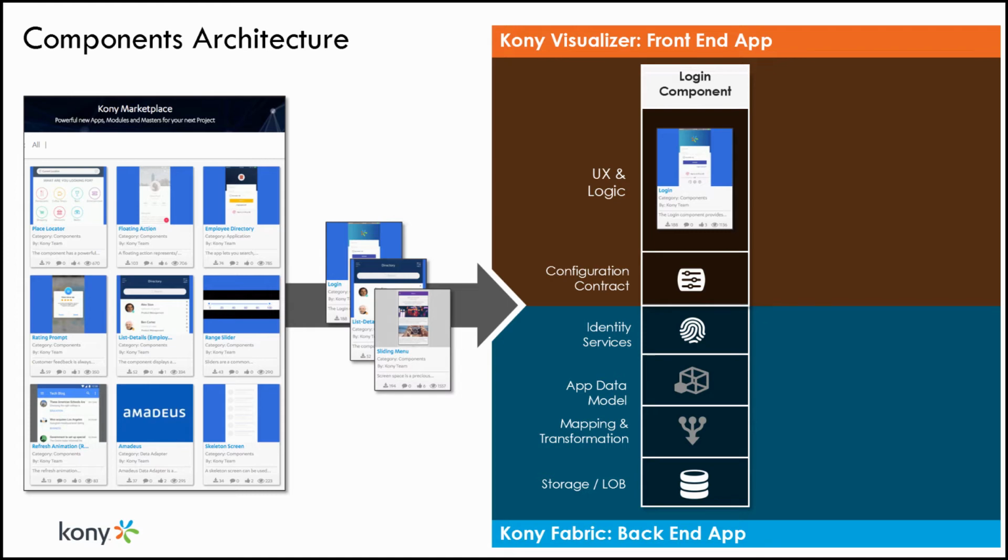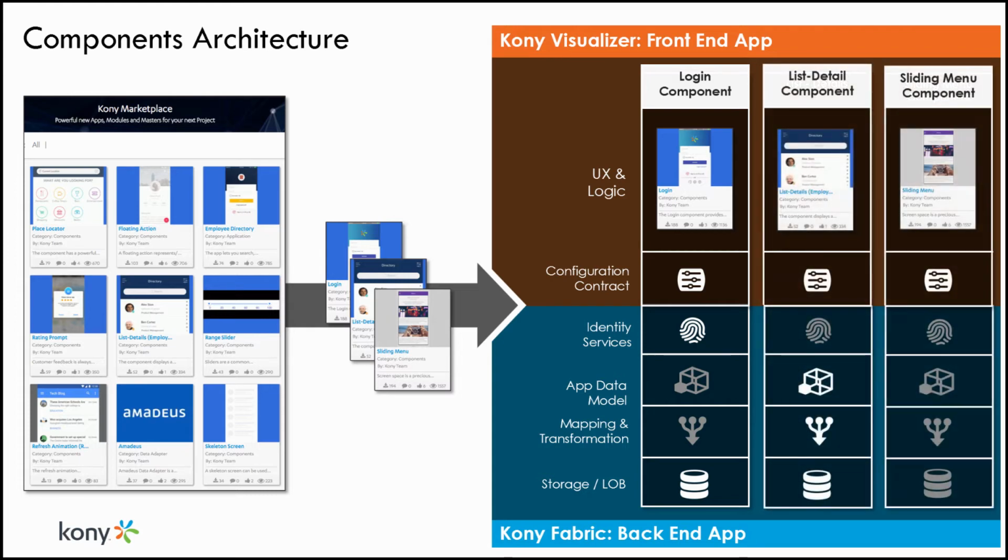These can include identity services, a virtual app data model, mapping and transformation to my backend, storage services, and integration services into the backend system of record. These Kony App Platform components are truly end-to-end and pre-wired.